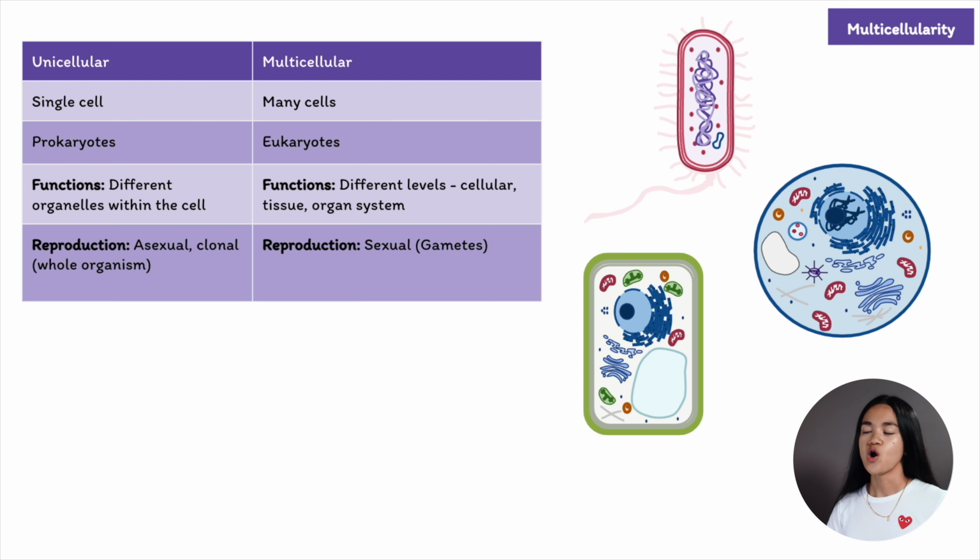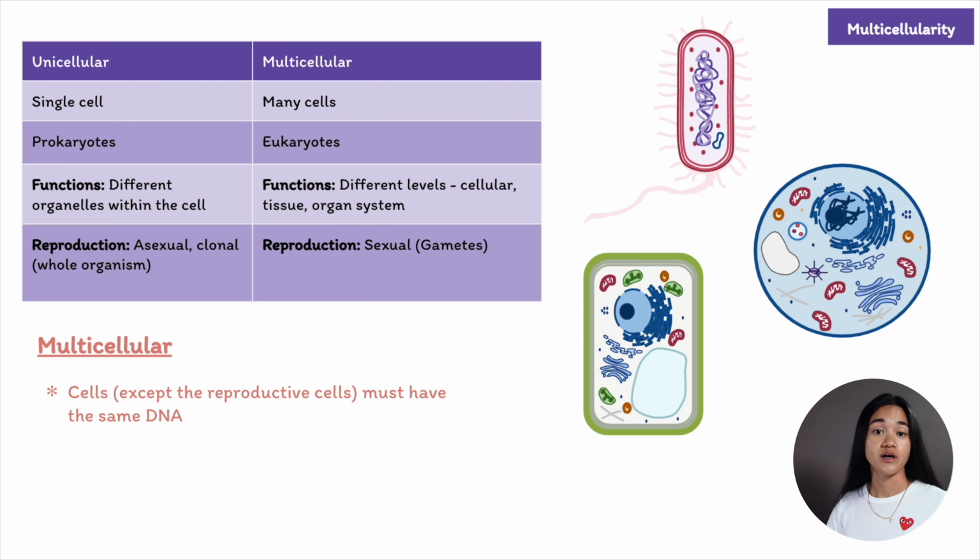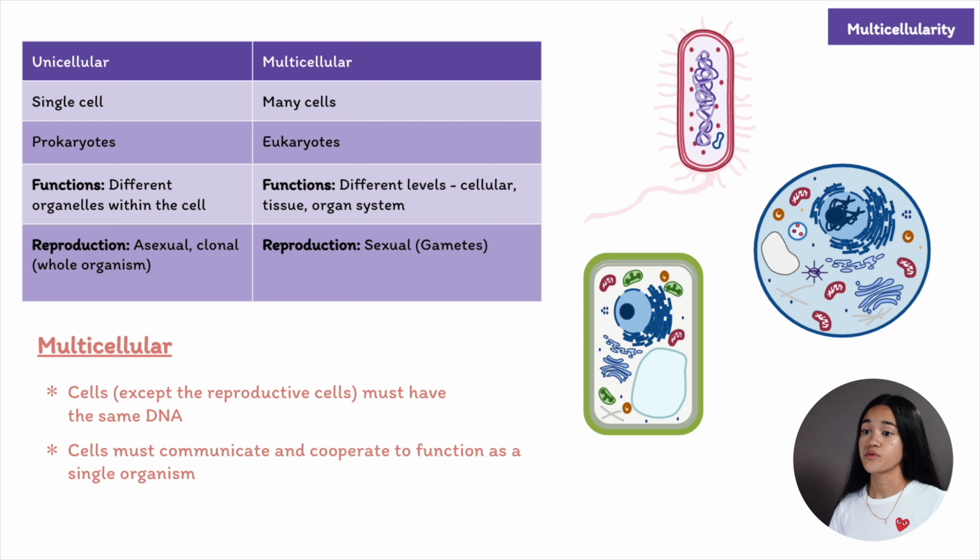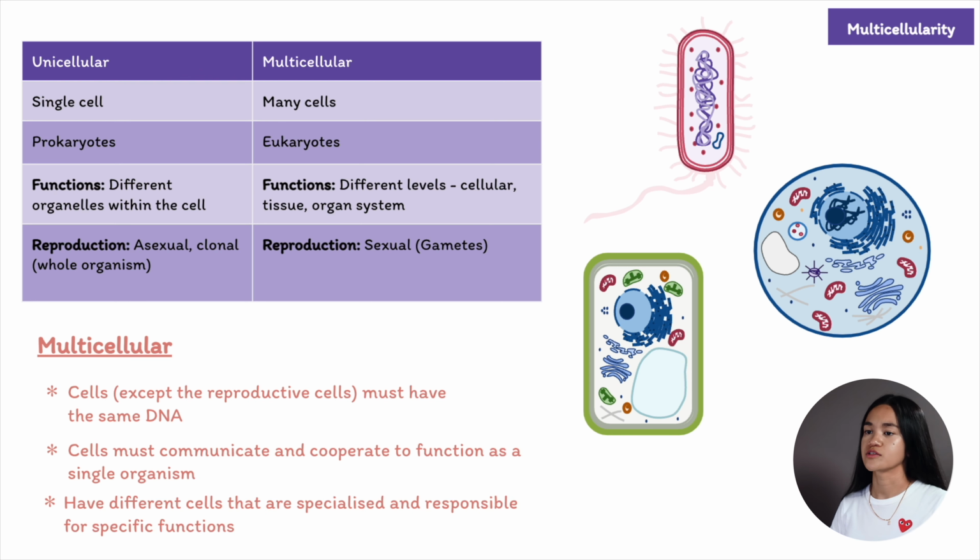So with that said, what makes an organism multicellular? So for an organism to be multicellular, its cells, except the reproductive cells, the gametes, must have the same DNA. The cells must communicate and cooperate to function as a single organism and have different cells that are specialized and responsible for specific functions and dependent on each other for survival, okay? So how does this work? How does cell specialization and differentiation work?